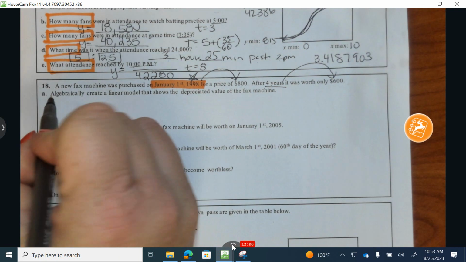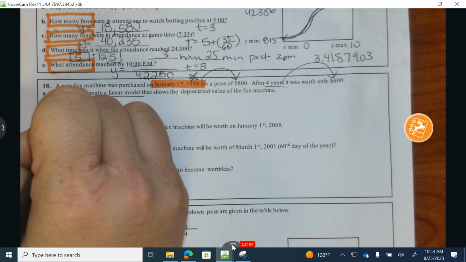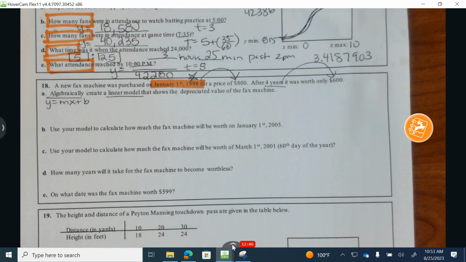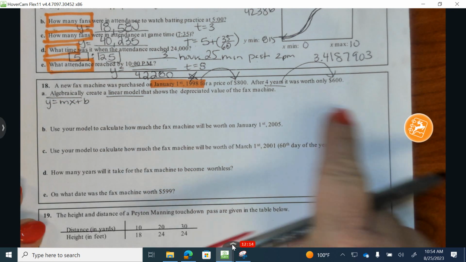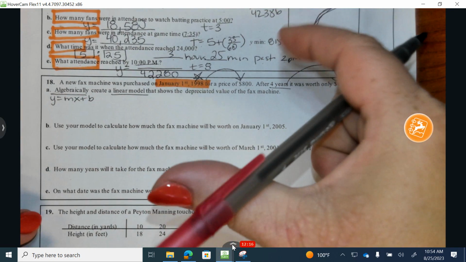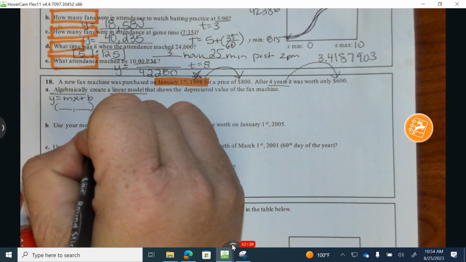Whenever you see use algebra to create a model, I'm asking you to come up with the equation y equals mx plus b. Now, in order to do that, you have to have at least 2 points. So let's create those points. I know this is not enough room for your test. I'll make sure there's more space. Please do me a favor, write really small. We're going to come up with 2 ordered pairs.